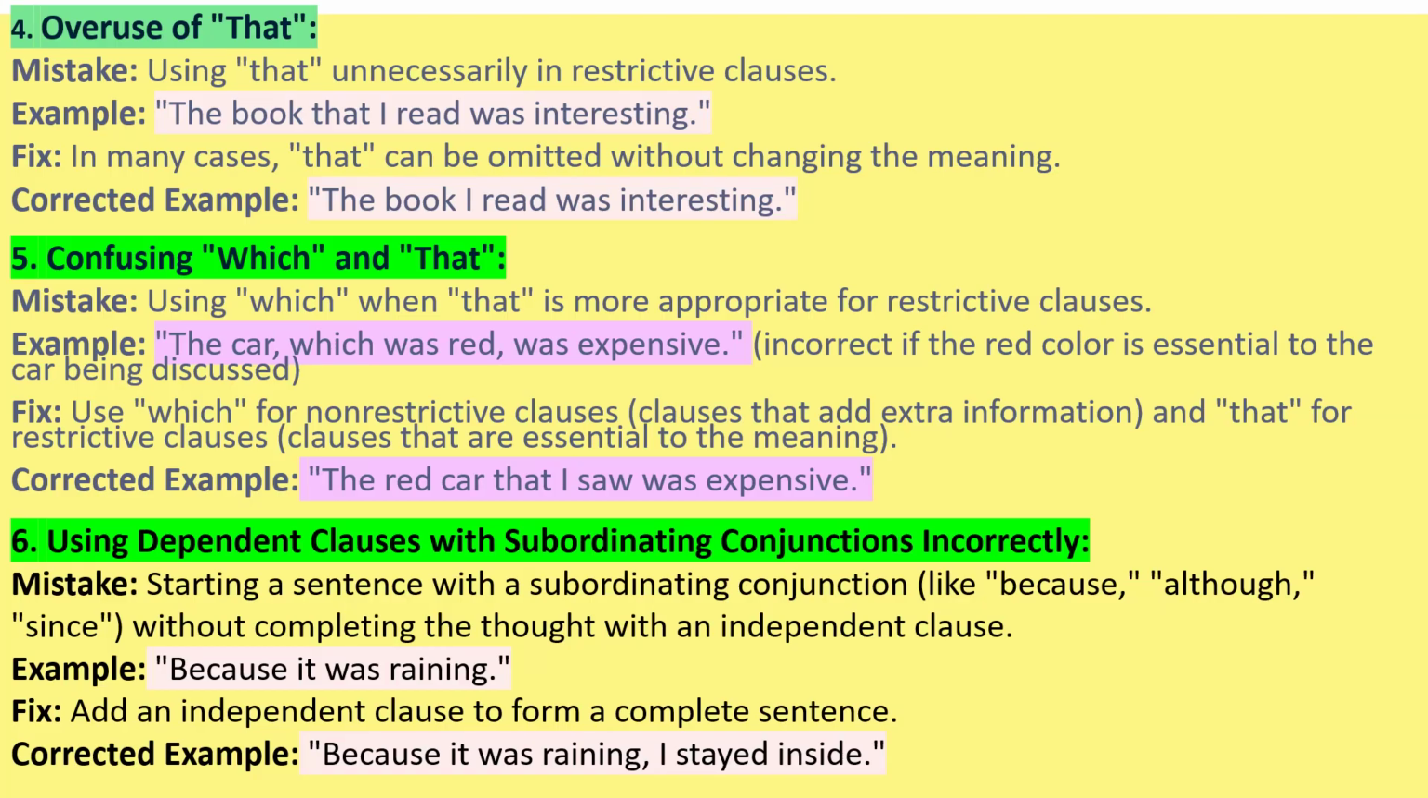Because the sentence is given, starting a sentence with a subordinating conjunction like because, although, or since, without completing the thought, if you are writing only the dependent clause, it will not give a complete meaning. It always requires a main clause, an independent clause. So "Because it was raining" is an incomplete sentence, a dependent clause. It requires an independent clause to give a proper meaning. Because it was raining, comma, I stayed inside. So use dependent clauses with subordinating conjunctions correctly.